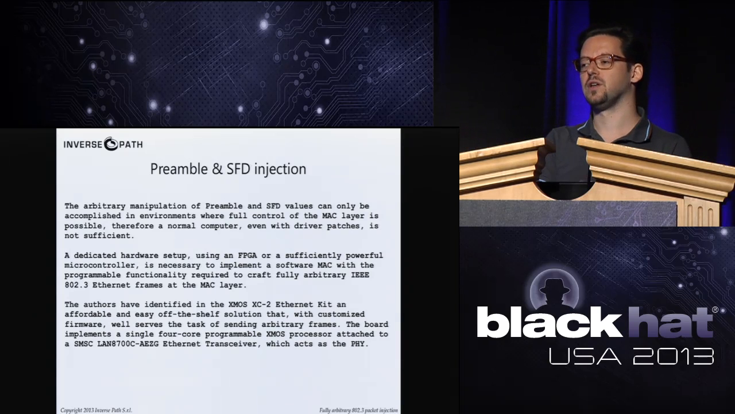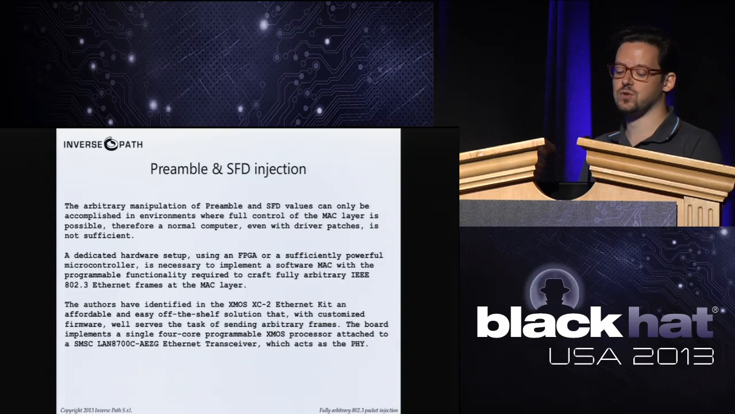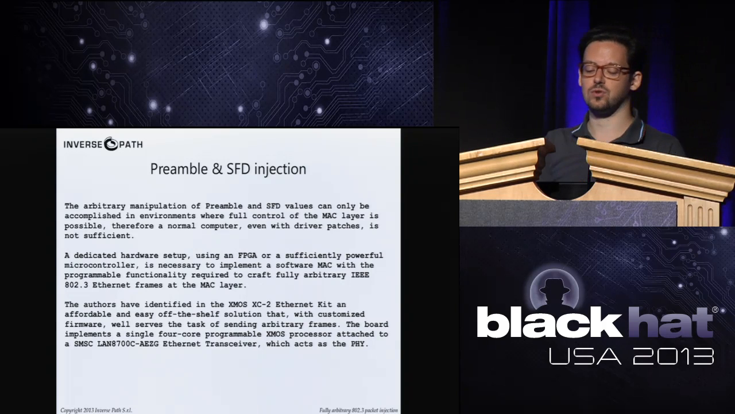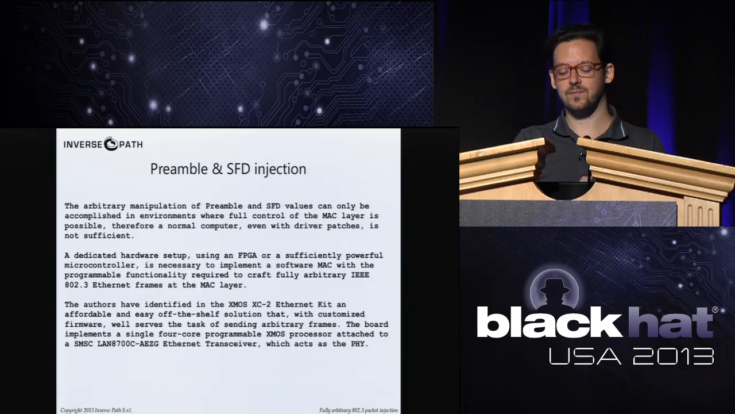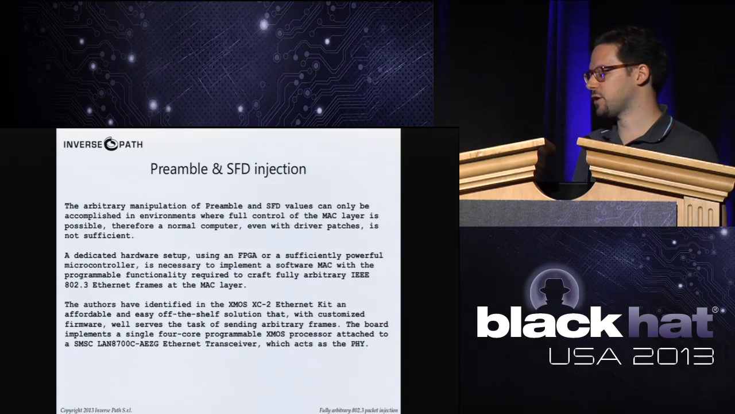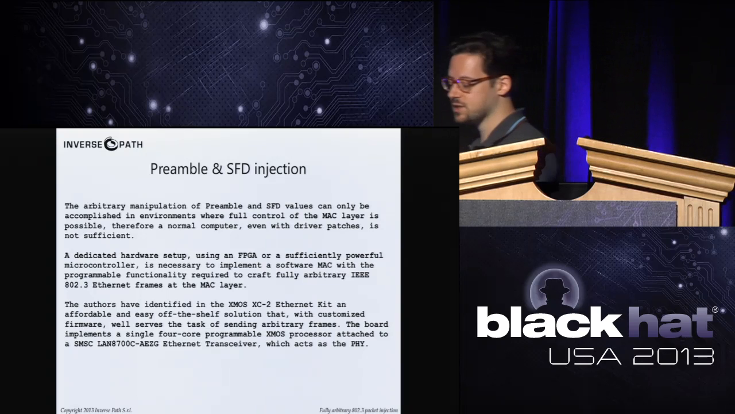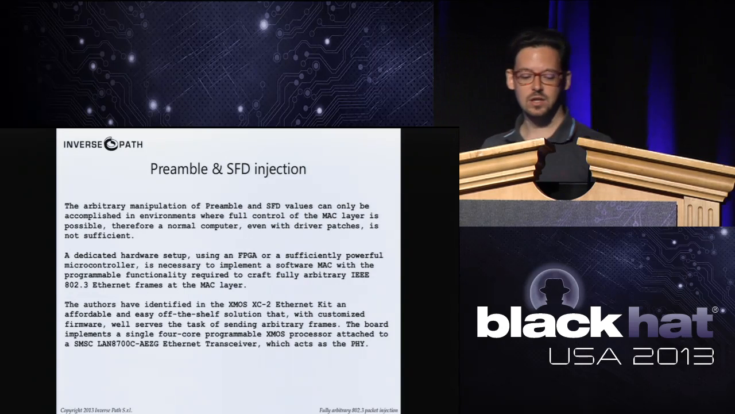We're talking about $4,000, $8,000 US dollars, or the way to do it on the cheap is to use a dedicated hardware setup. So usually you have an FPGA or a sufficiently powerful microcontroller that actually will implement a software MAC, and you wire that to a PHY. So we have identified a very low cost solution, which is called the XMOS XC2 Ethernet kit, just as proof of concept that you can do it on the cheap. It's very cheap right now. It costs, I think, $80.